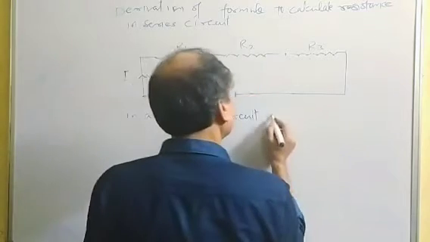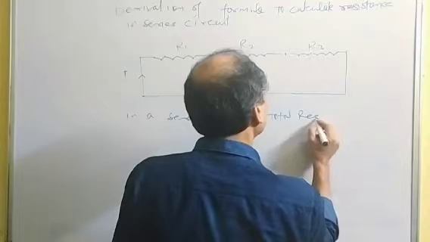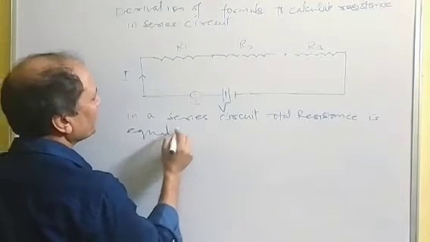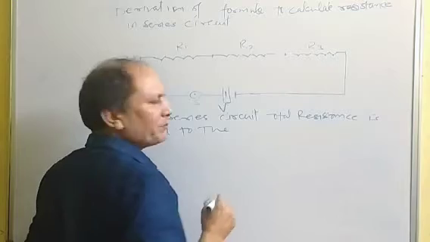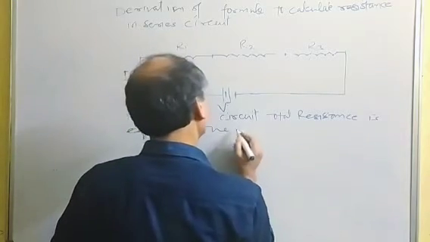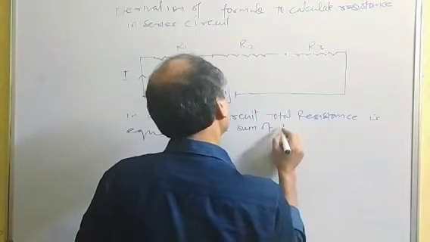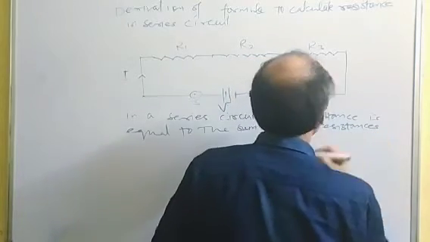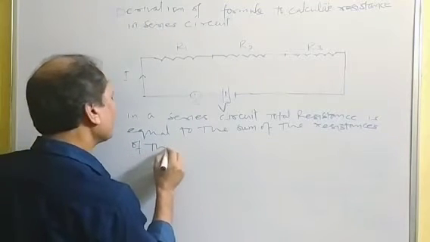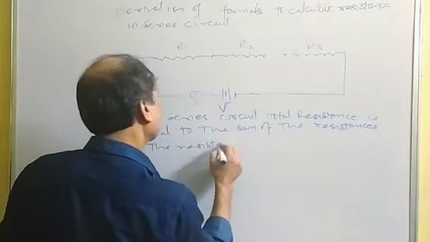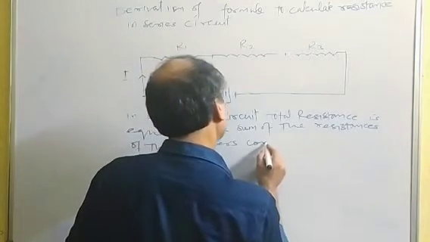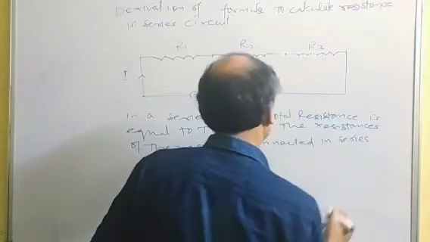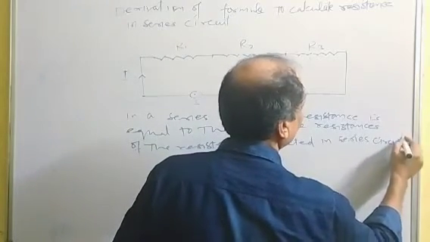total resistance is equal to the sum of the resistances of the resistors connected in series circuit.